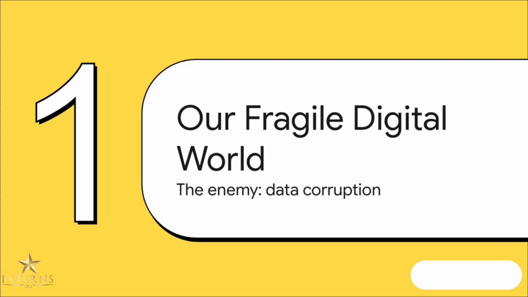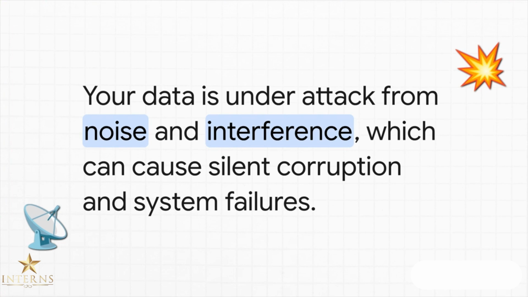Okay, so to really appreciate the solution, we first have to understand the problem. We have to meet the enemy. And in the digital world, the enemy is this constant, invisible force called data corruption. I mean, think about it. When your phone sends a text, that's a physical signal flying through the air. When you save a file, it's a magnetic change on a disk.